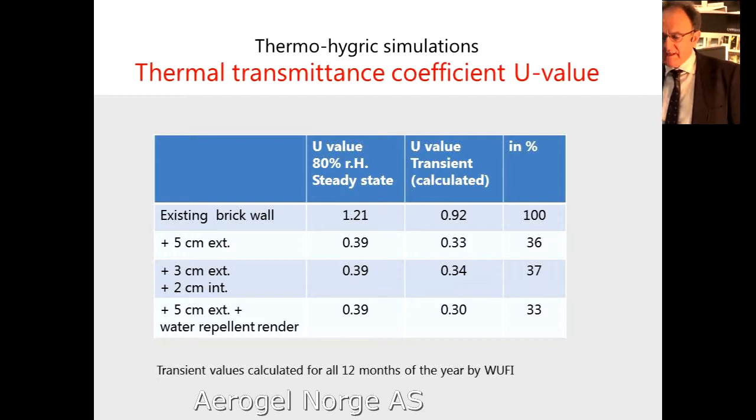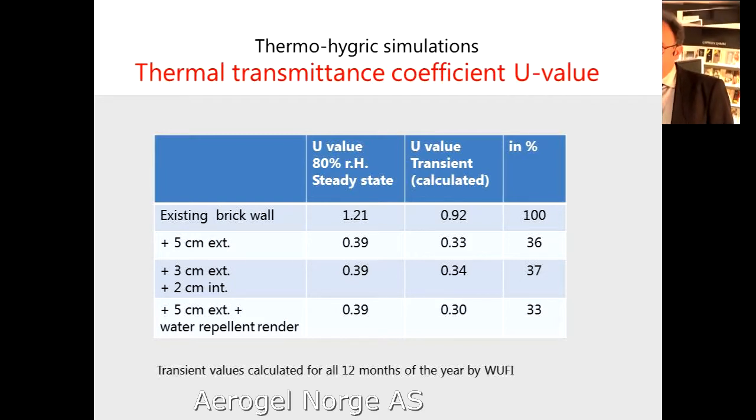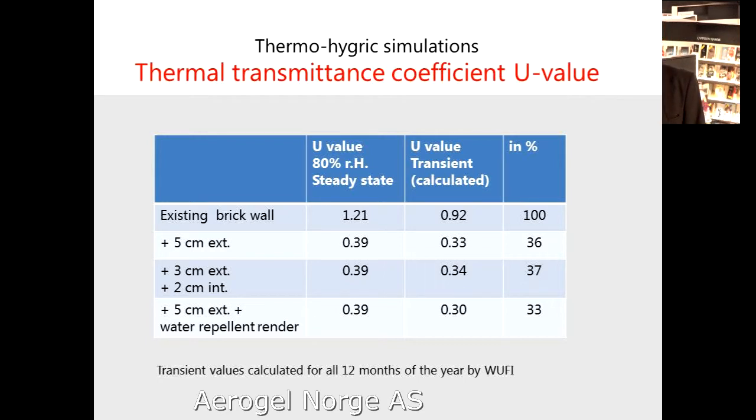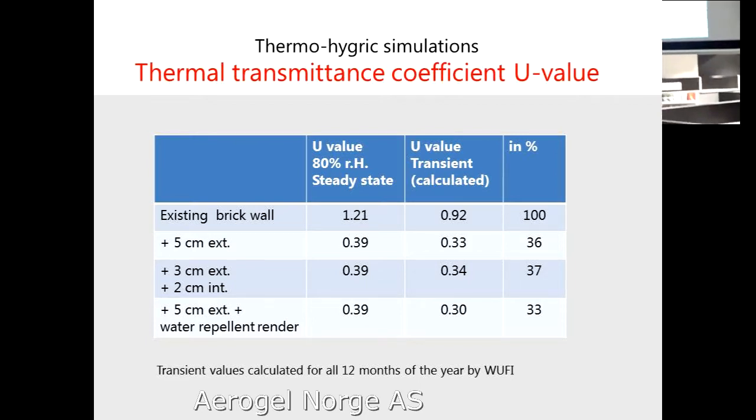And that's why we see here the existing brick wall, when we look at the U value with 80% relative humidity, at the steady state it is 1.21. If you look at the transient calculation, it's 0.92. And if you take this for 100%, we'll look now at how much the reduction is, to which level it drops down. When we have these 5 centimeters on the external side, we have a transient U value of 0.33 and 0.34.